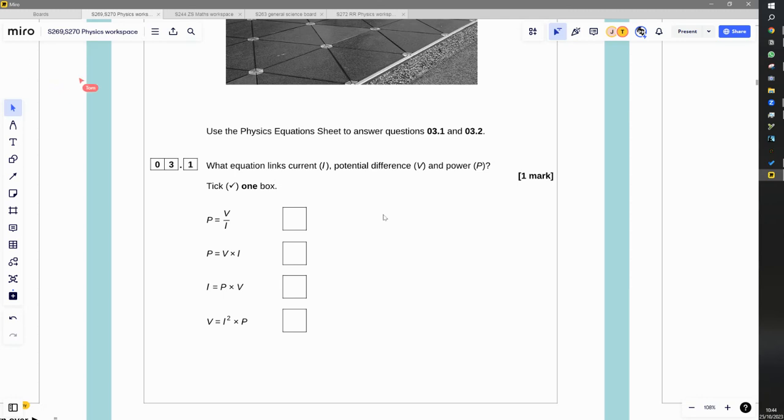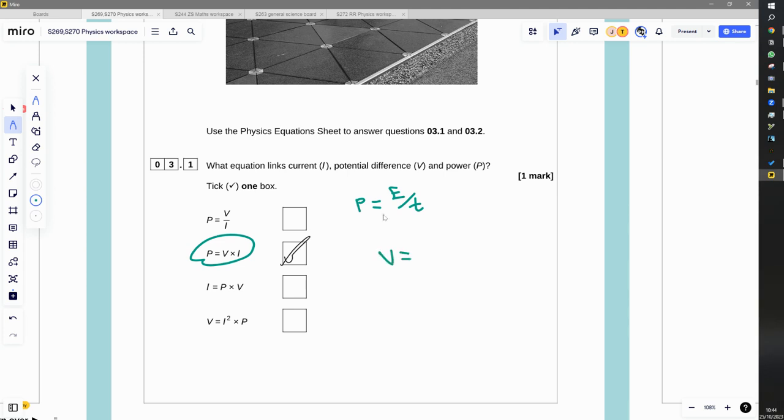So yeah, the correct answer for this question is this one here. Well, let's try to understand why. Power is defined as the amount of energy transferred per time. So you'd be able to calculate it by energy transferred divided by time.